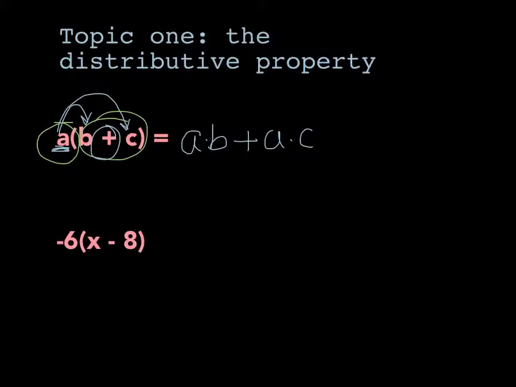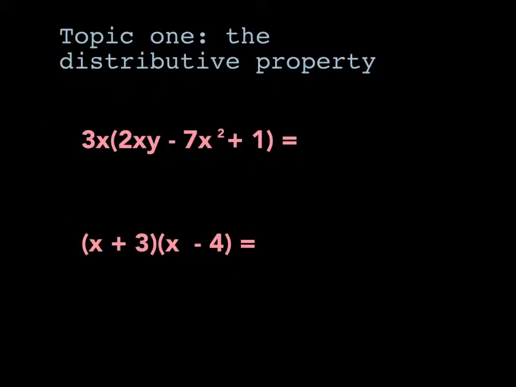So let's do another example. Here I have a negative 6 outside, so I'm going to multiply that with my x. So I'll have negative 6x. And then I'll take my negative 6 and I'll multiply it with negative 8. And negative times negative becomes a positive 48.